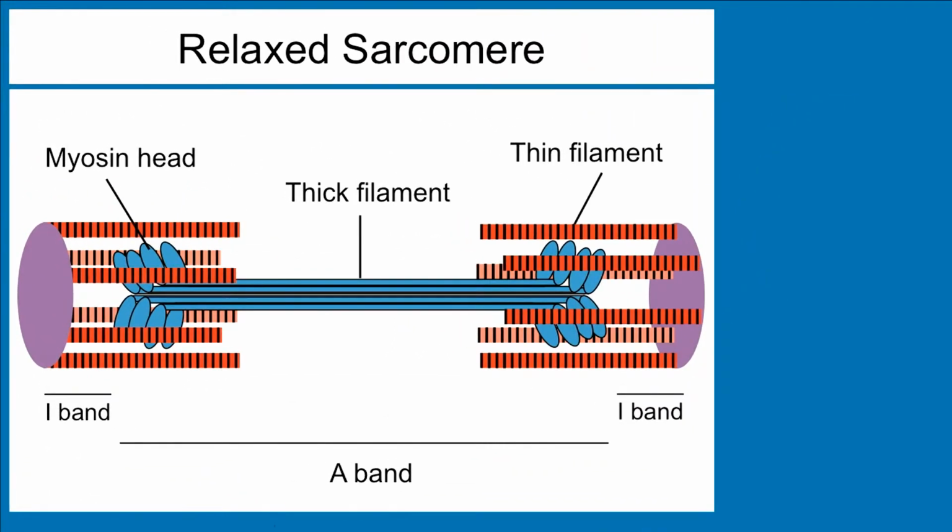So here is a relaxed sarcomere. Look at the structure of the Z lines. Find those for yourself. Look at the thick filament. Now in this illustration, the thick filaments are drawn with these protrusions from them. Those are called the myosin heads, or the head structures. We're going to look at those in detail in a moment.